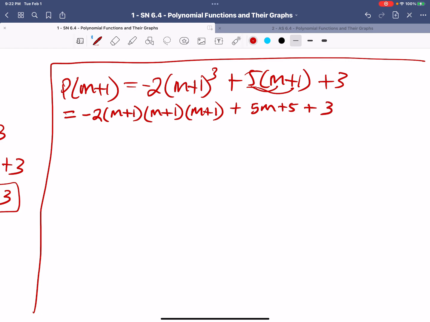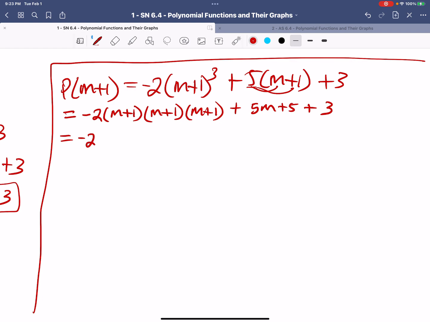So now what we need to do is FOIL m plus 1 times m plus 1. When we get that answer, we're then going to FOIL again times m plus 1. And then we're going to distribute the negative 2. And then finally, we're going to combine like terms. So let's get started.